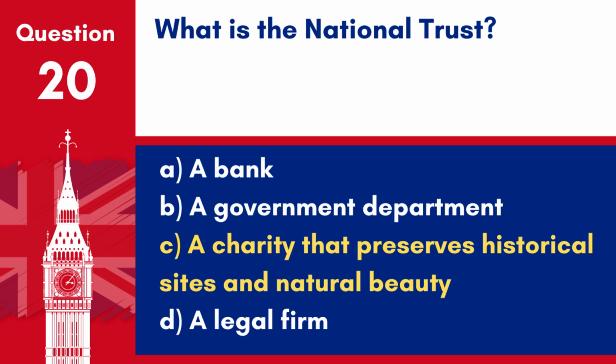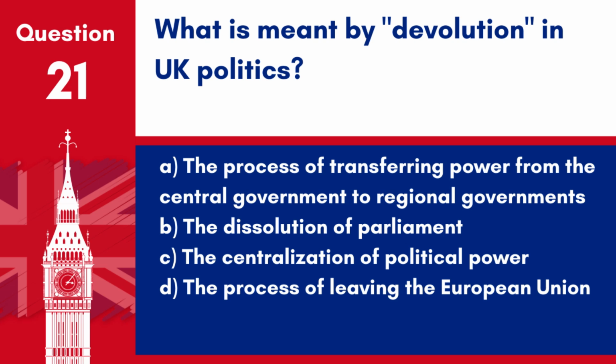Question 21. What is meant by devolution in UK politics? A. The process of transferring power from the central government to regional governments. B. The dissolution of Parliament. C. The centralisation of political power. D. The process of leaving the European Union.